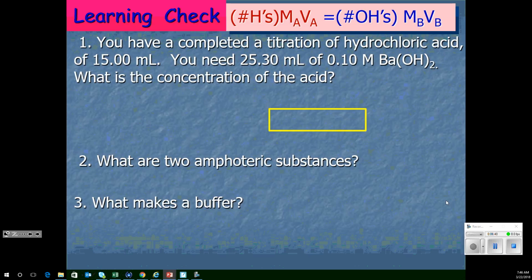And does anybody remember what amphoteric means? It can act as an acid or a base. So it can act either way, depending on who it's with. Yep. And then what makes a buffer, because that's what we're working on today. So really quick, take a few seconds, answer these 3 questions and see how you do. You can just put them anywhere on a piece of paper. That's great.